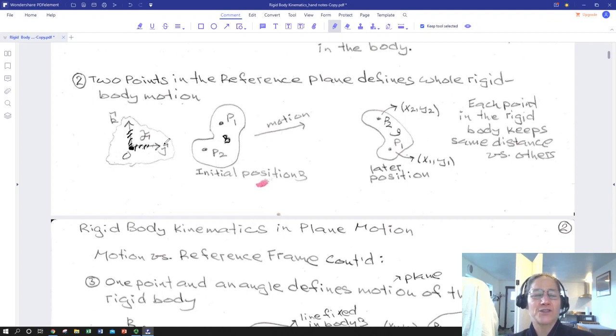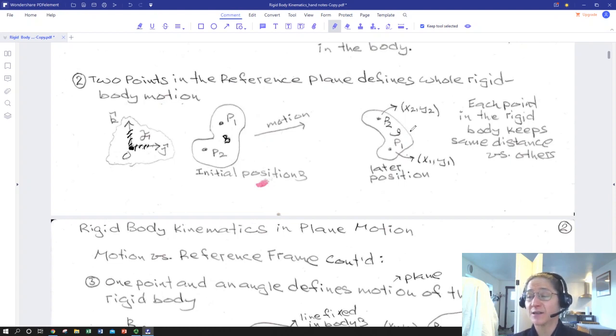So we've got the J hat, K hat directions identified and a point O. So we can identify a position of P1 and P2 relative to that point. That's what they start with, and then we can let this body move. It's going to move from this point over to this side of the page.